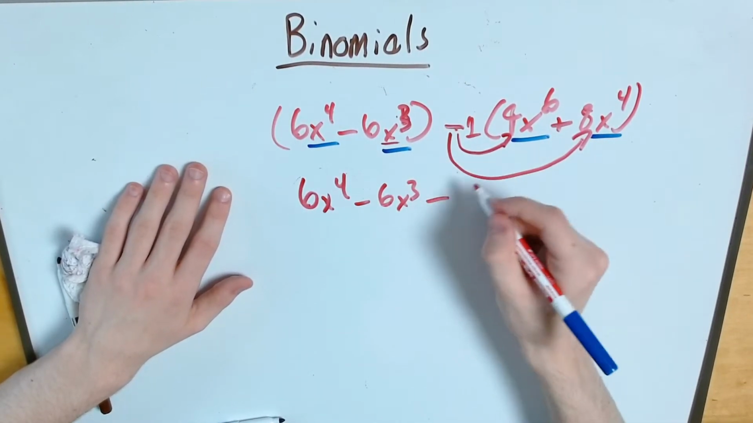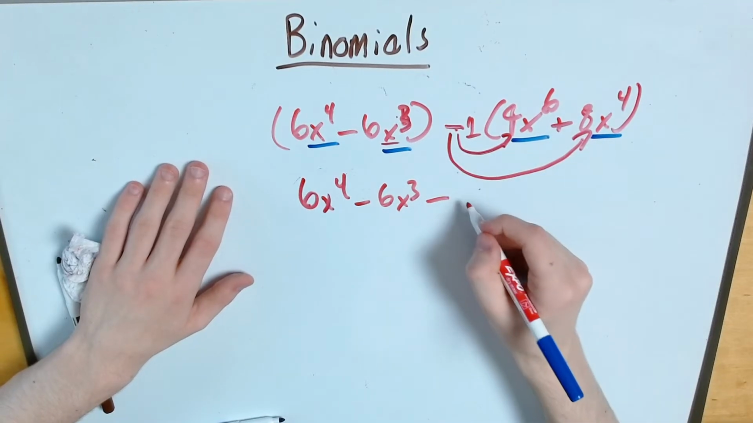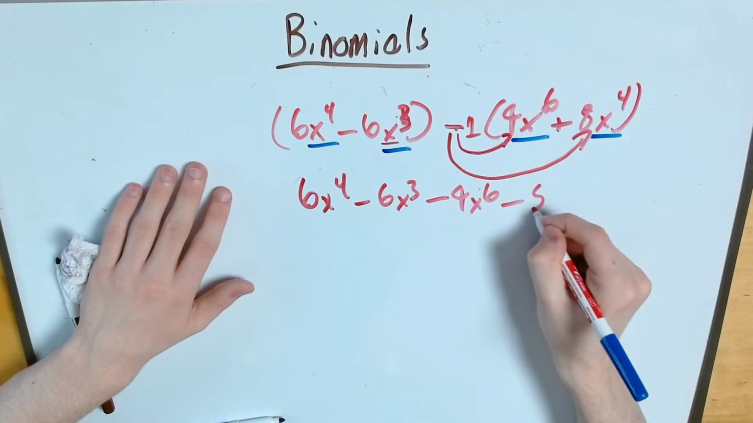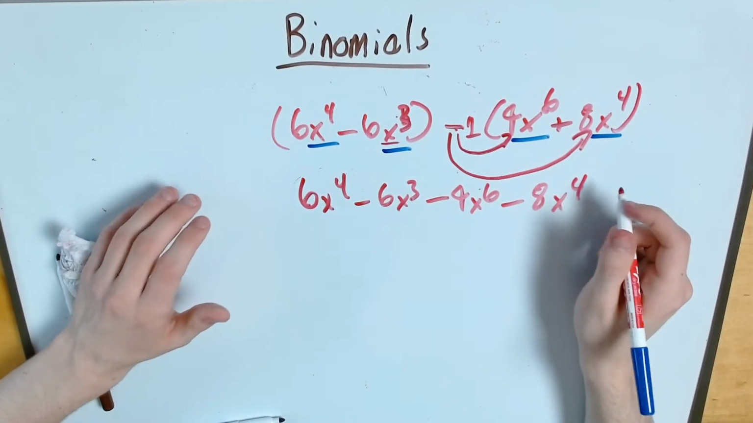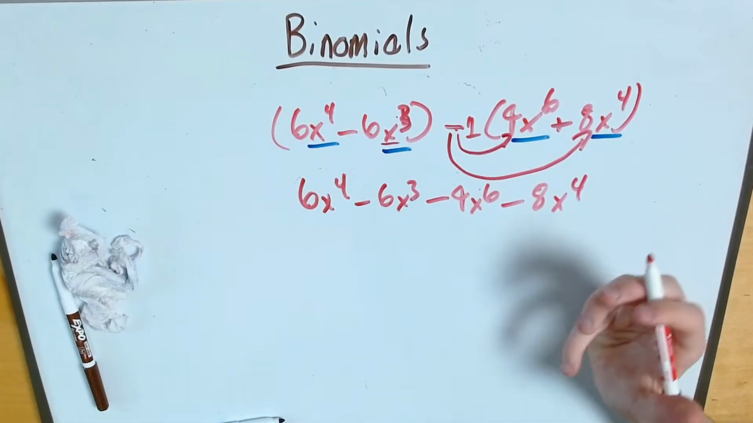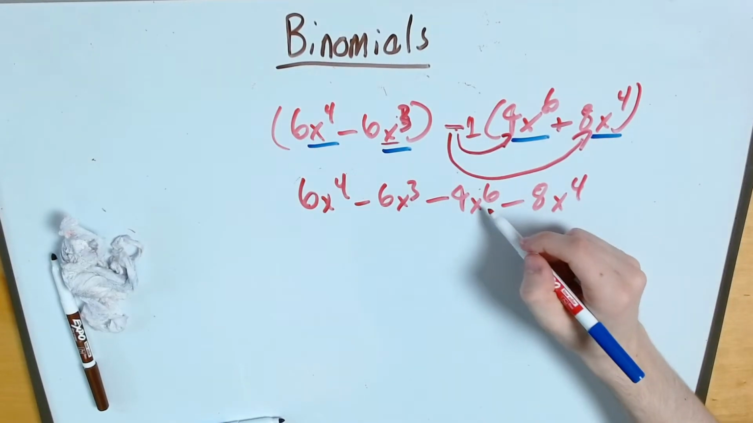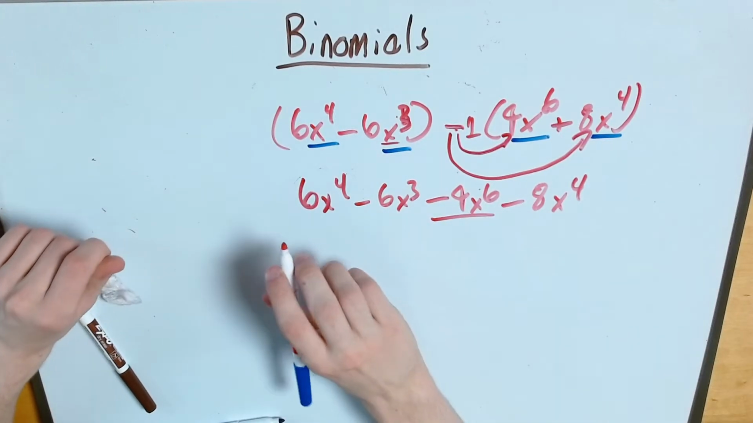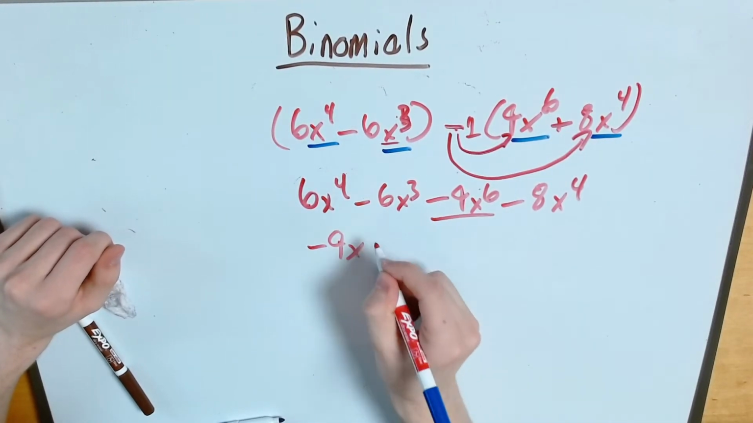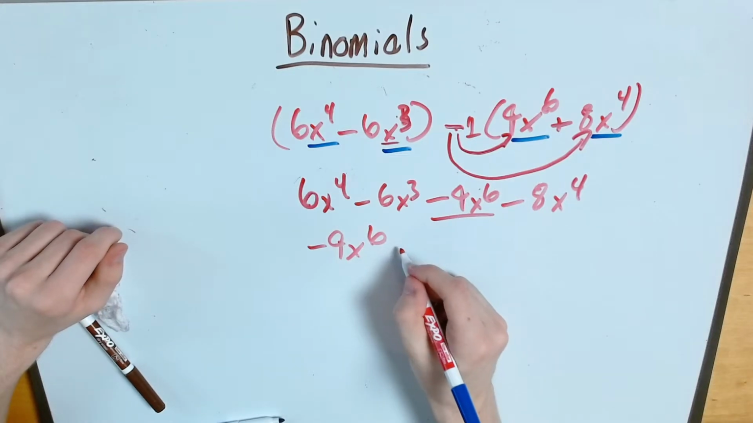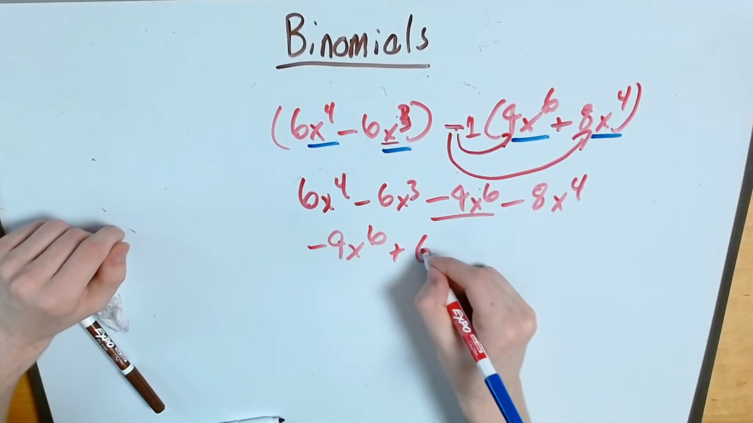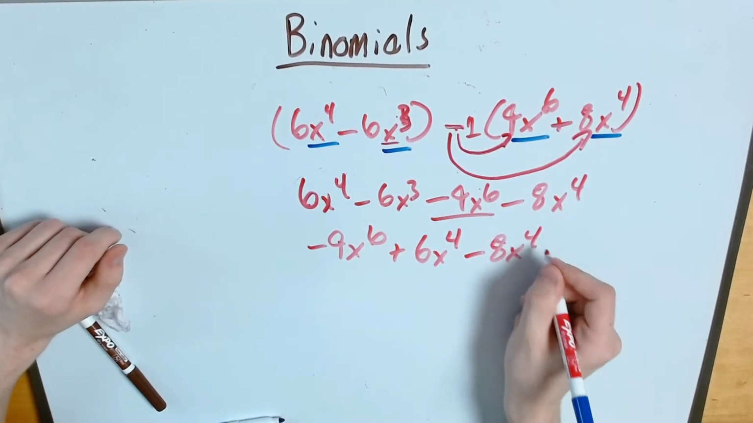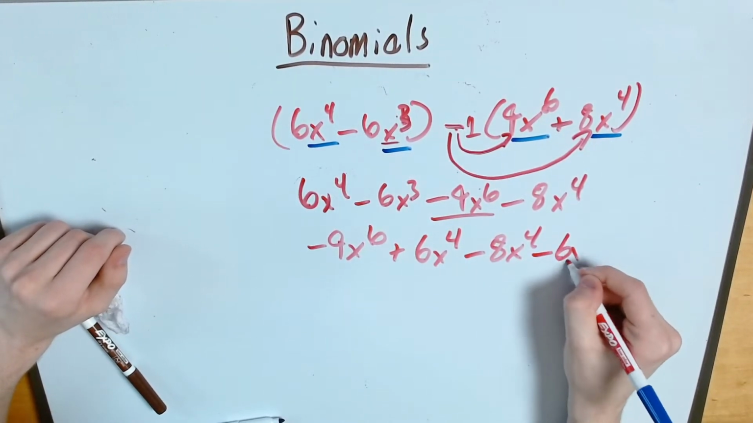So this becomes, that was a positive 9, now it becomes a negative 9x to the 6. This becomes a negative 8x to the 4. We're going to want to write it how we usually write polynomials, in order of decreasing exponents. So this negative 9x to the 6 is going to come out in front, followed by the x to the 4s. It doesn't matter which one we put first as long as we put them together. So 6x to the 4 minus 8x to the 4, and in that final x to the 3.